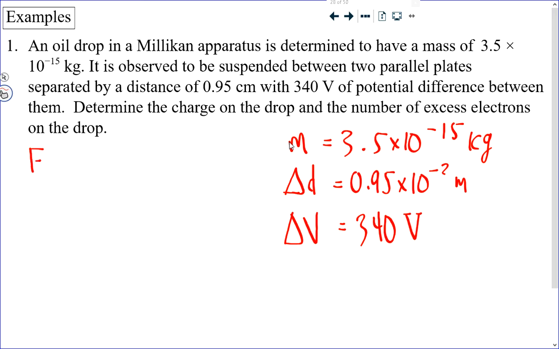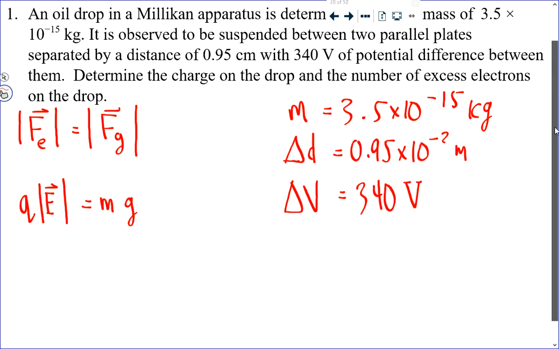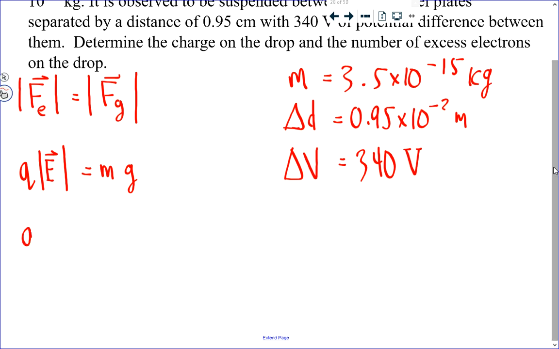Well, we start off with the idea that if the drop is suspended, then there are two competing forces acting on the drop that are equal but opposite. They're equal in magnitude but opposite in direction. We can calculate the electric force using QE from our formula sheet. You should already know this, but E is not energy, it's electric field. And we can calculate the gravitational force using the formula force of gravity equals m times g. Going one step further, electric field strength is potential difference between the plates divided by distance between the plates.